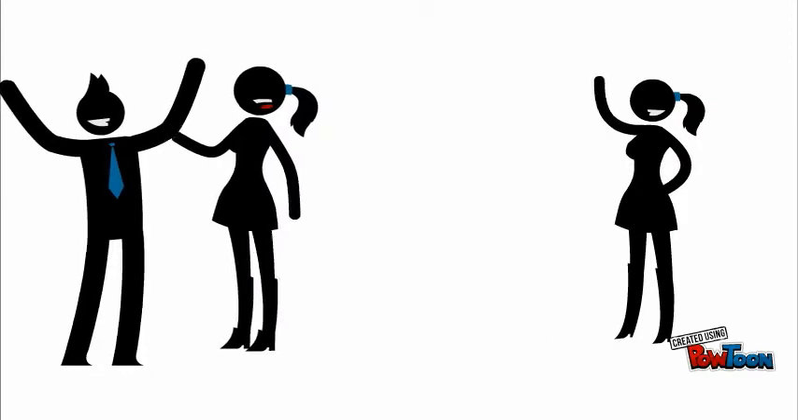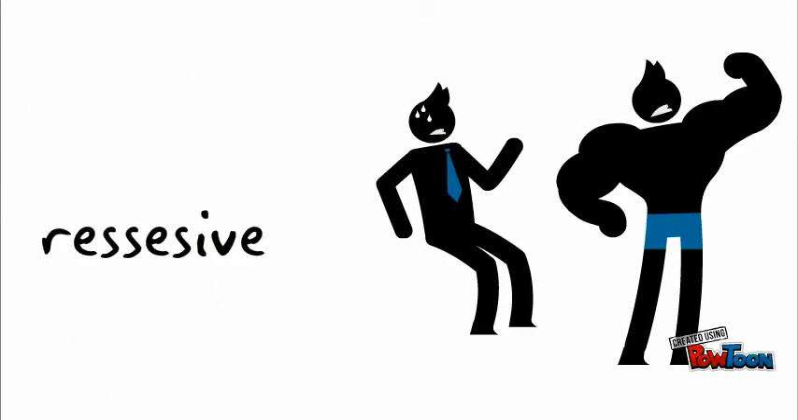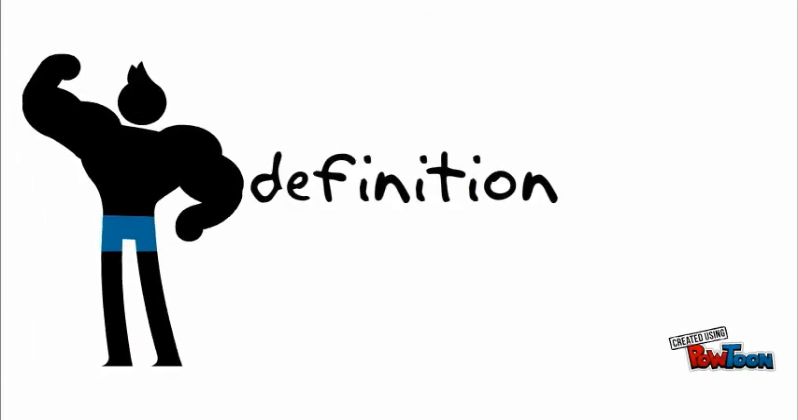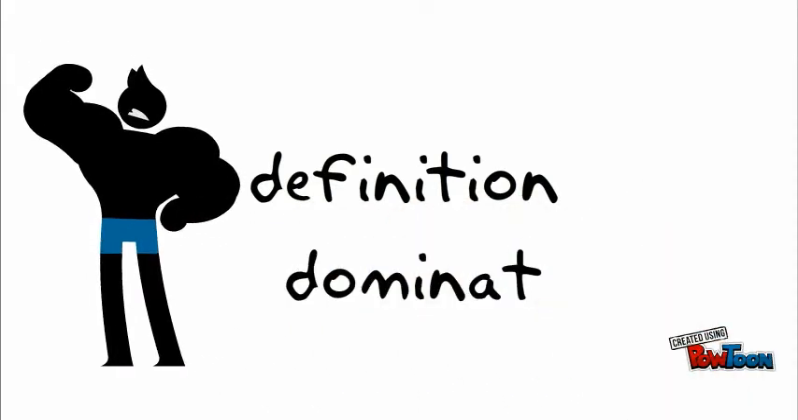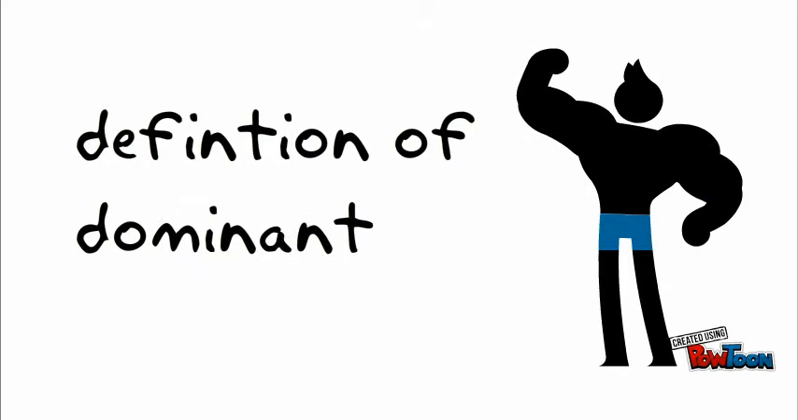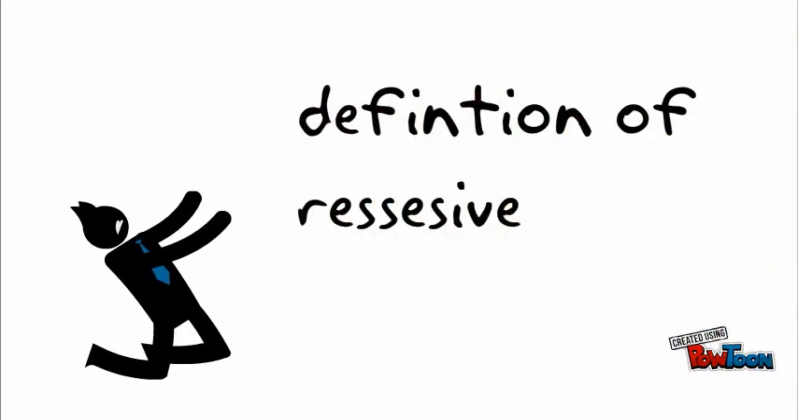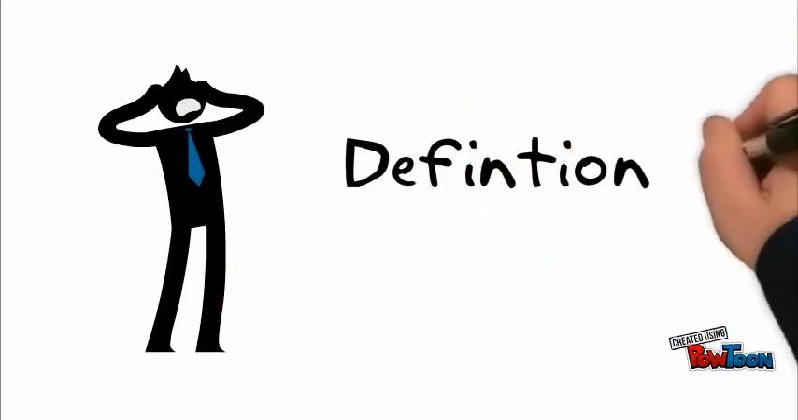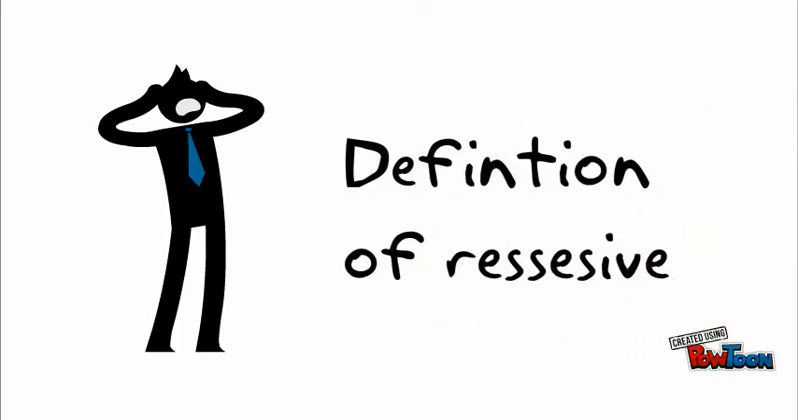There are different forms of genes called alleles. There are dominant and recessive alleles. The definition of dominant is an allele or gene that is expressed in an organism's phenotype, masking the effect of a recessive allele or gene when it's present. The definition of recessive is of or pertaining to a gene or allele whose phenotype expression is masked by a dominant gene or allele.